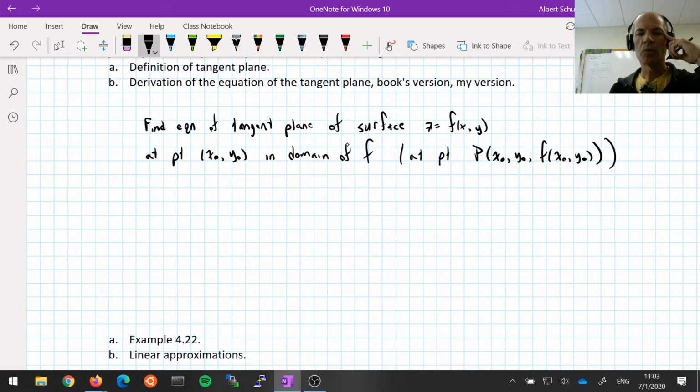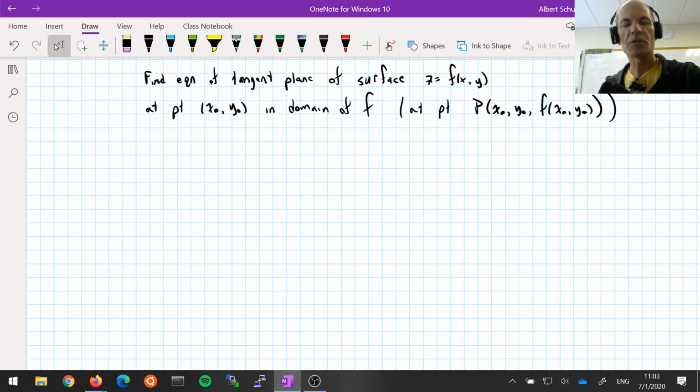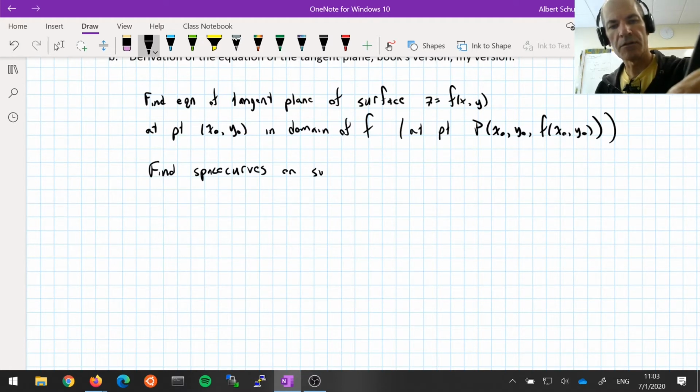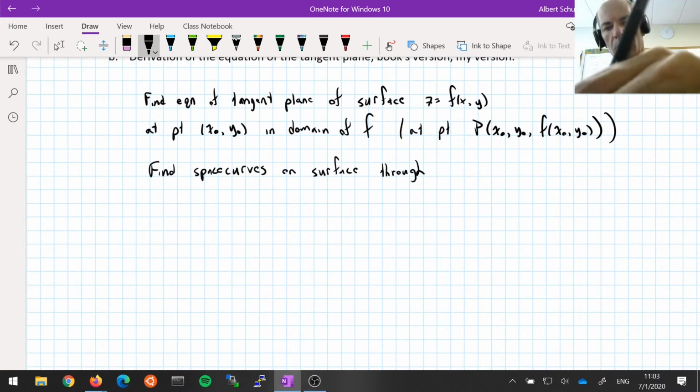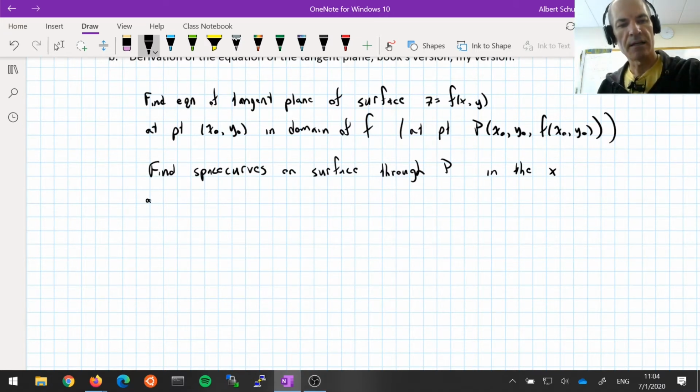Okay, great. So we're going to find this formula, and what we're going to do is find the space curves that represent the traces that go through this point on the surface. So we want to find space curves on the surface through the point P in the x and y directions.